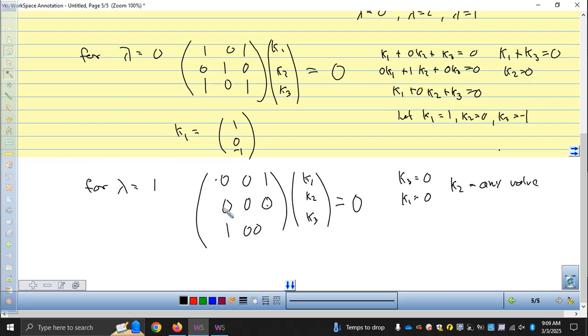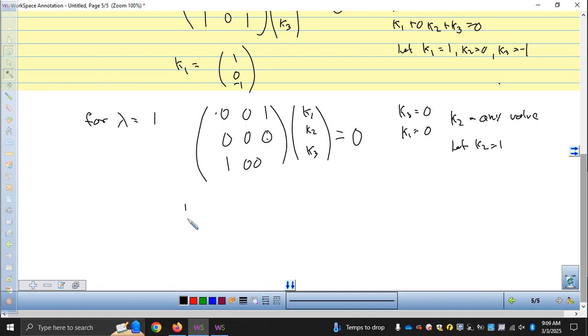From this middle row, I get 0 k1 plus 0 k2 plus 0 k3 equals 0. We already determined from this equation and this equation that k1 and k3 are 0. So the only way this equation will be true is no matter what value k2 has. So I'm going to let k2 equal 1. So the vector is 0, 1, 0. And we can see that these two are linearly independent. There's no way I can multiply either one of these by a constant and get the other.